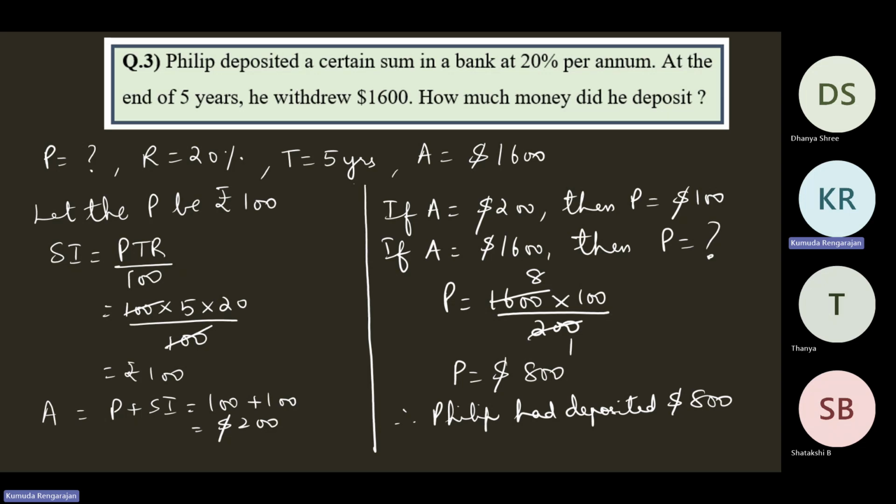So this is what you do when no formula can be used. Then you'll have to assume something. When you cannot use any formula, then you have to assume something. So here we'll have to assume the principal. You'll have to find the principal. So let the principal be 100. So if the principal is 100, rate 20% and time 5 years, what is the interest? $100.